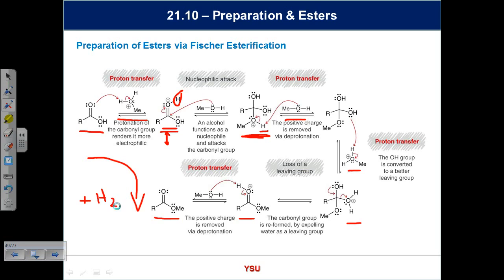And if we can get rid of that, for example, maybe distillation might work if you're lucky, or sequestration, for example, with magnesium sulfate, sodium sulfate, something like that. Grab the moisture, grab the water, and it drags it to the right-hand side. So this works in very high yield and is a very useful method of going from a carboxylic acid to an ester. And it's one that you absolutely have to be comfortable with because, again, it shows up later.